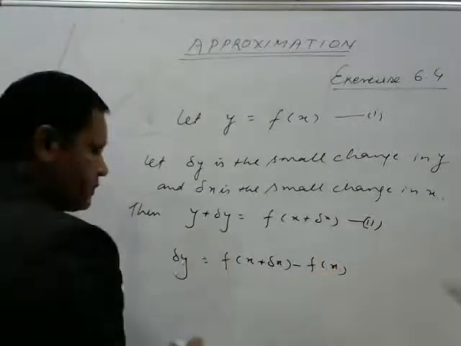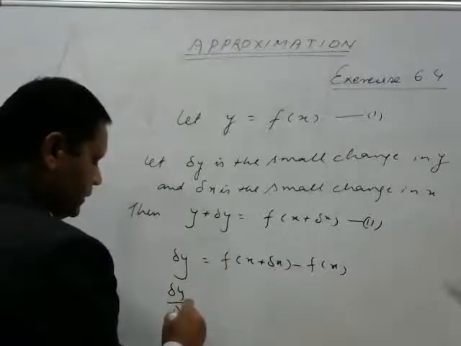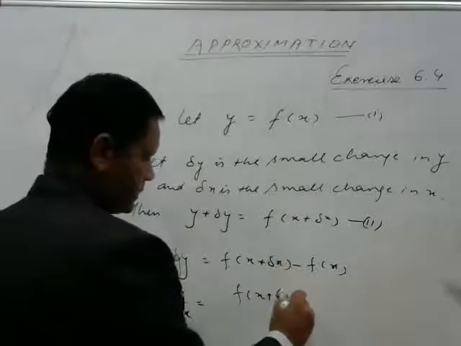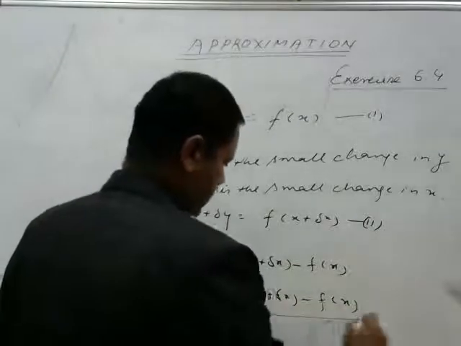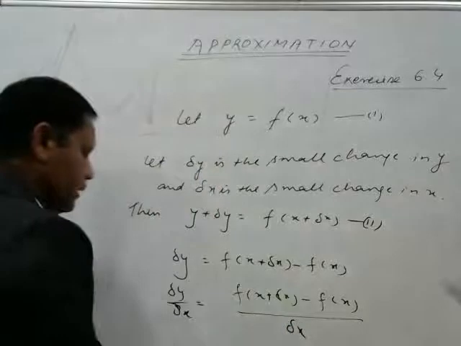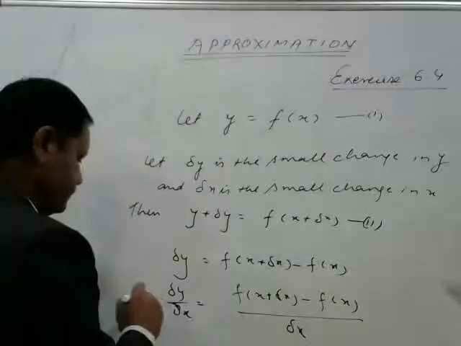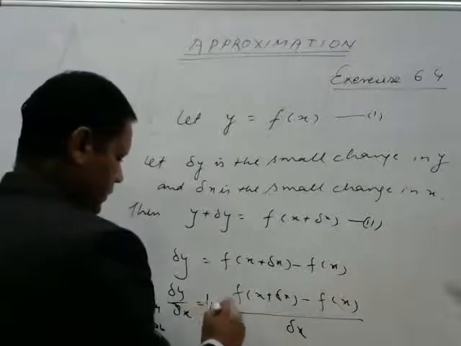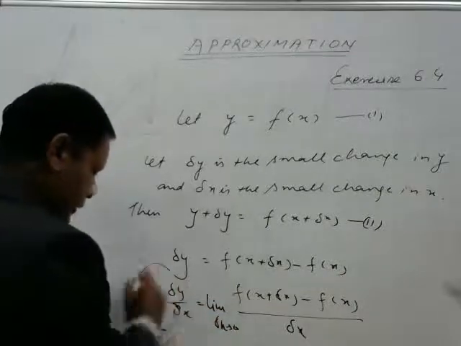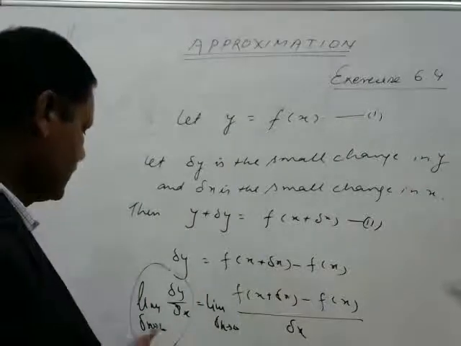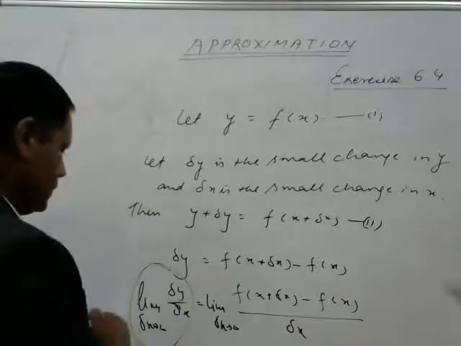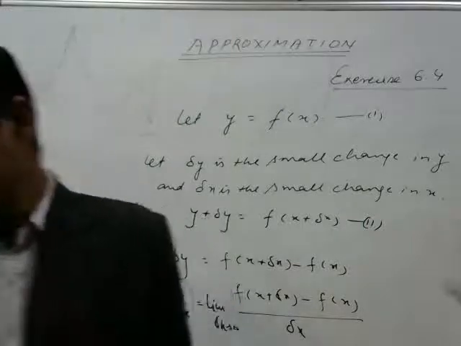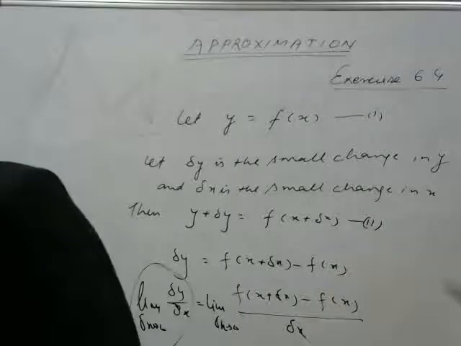If I divide both the sides by delta x, I will get delta y by delta x is equal to f of x plus delta x minus f of x upon delta x. Now, if I apply the limit delta x tends to 0 on both the sides, then limit delta y by delta x is represented as what? dy by dx or f dash of x.